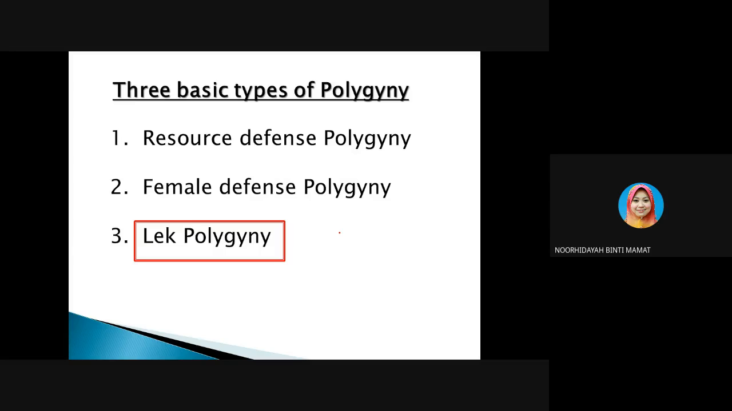For polygyny, we have three basic types. The first and second types we already learned in the previous lecture: the resource defense polygyny and the female defense polygyny. And the third is lek polygyny. Today we are going to continue with the details of this third basic type, lek polygyny.